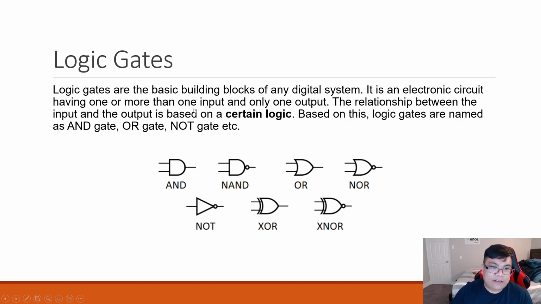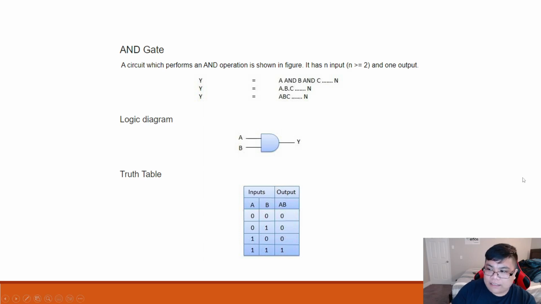Logic gates are the basic building blocks of any digital system. It is an electronic circuit having one or more than one input and only one output. The relationship between the input and the output is based on certain logic. Based on this, logic gates are named AND, OR, NOT, etc. Let's take a look at the AND gate first. A circuit that performs an AND operation is as shown. It has N inputs where N is greater than or equal to 2, and only has one output.